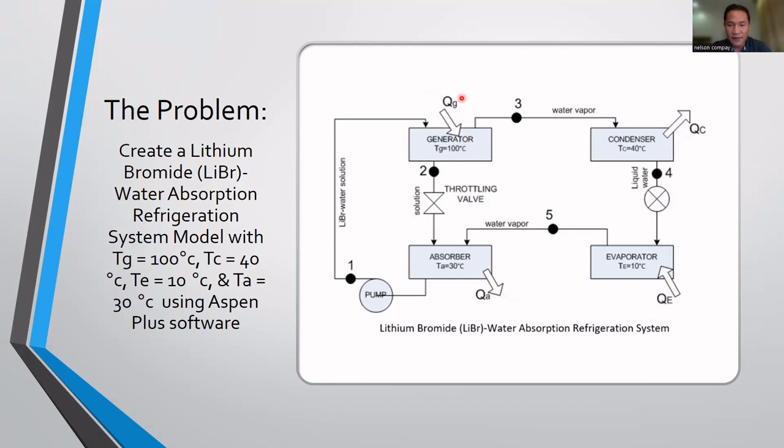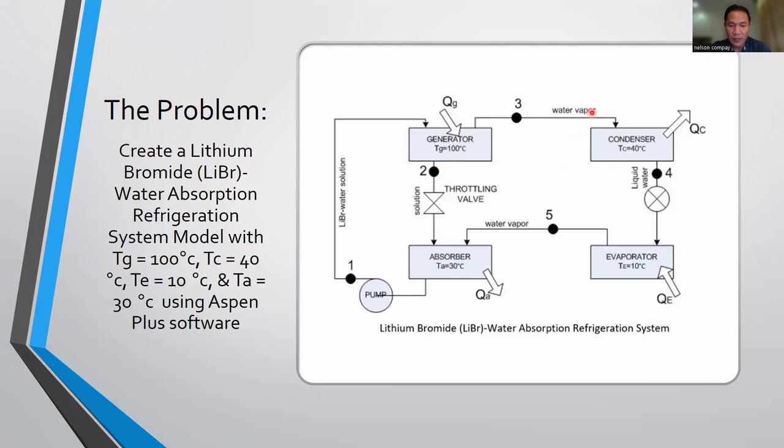So let's analyze further the process flow of this diagram, and I'm going to start at point 1, where the low pressure strong solution from the absorber will be pumped to a high pressure generator, wherein heat is added to separate part of the water from the solution in vapor form to act as a refrigerant that goes to point 3, and the remaining weak solution will be flowing at point 2, going through the throttling valve to reduce its pressure and going back to the absorber.